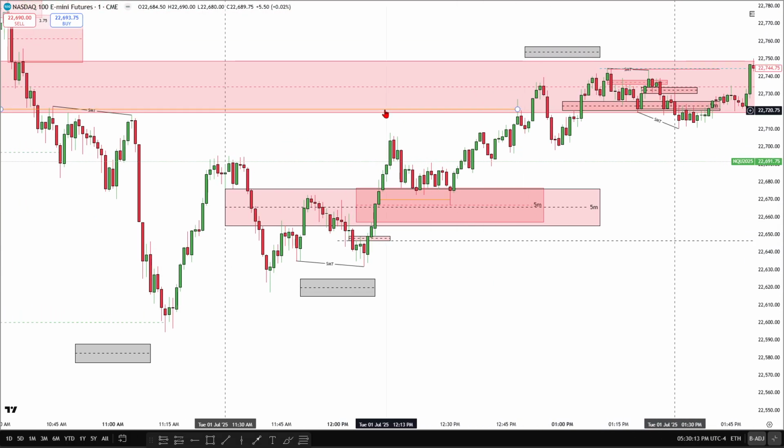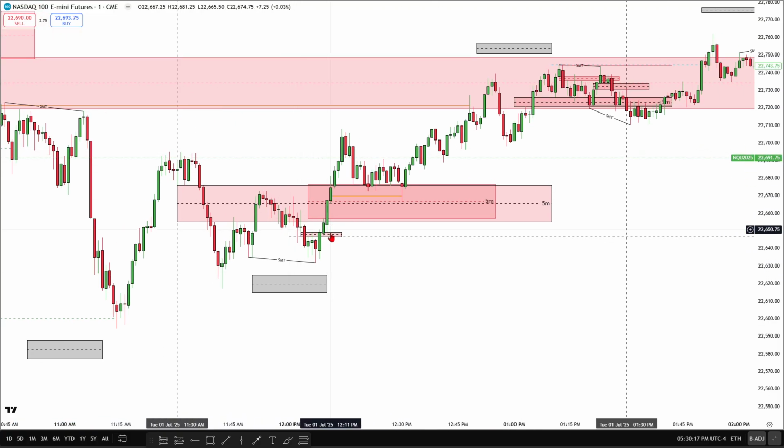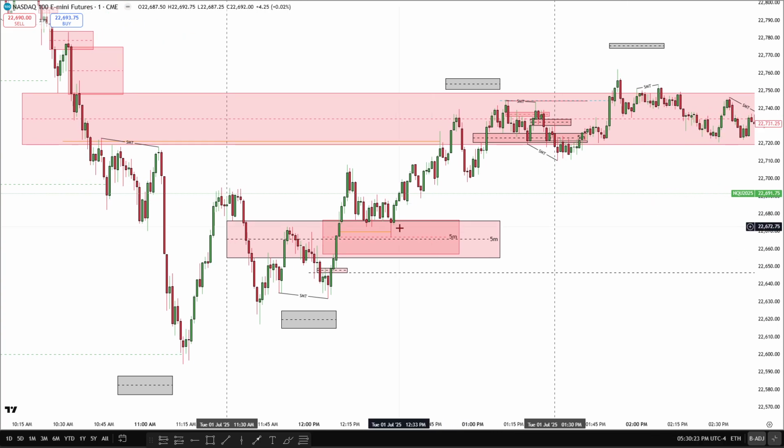This would be a good trade targeting equilibrium and these highs over here. We take these highs, retrace perfectly to equilibrium of this bullish expansion. We then from there, and constant encroachment of this 5 minute.